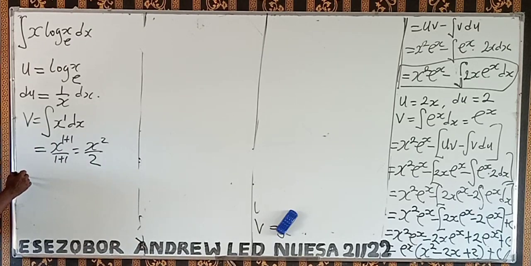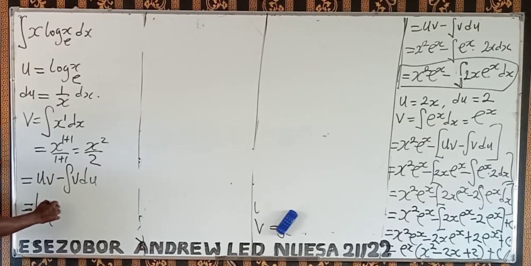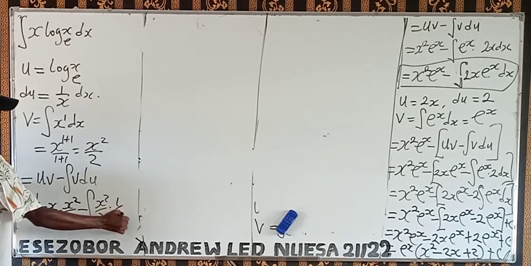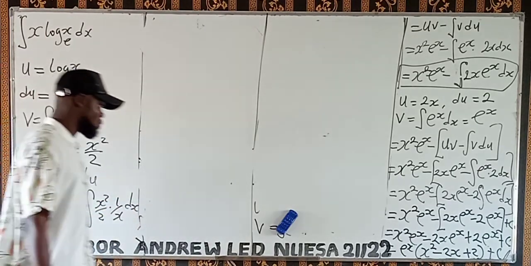Now, going to the formula, our answer will be uv minus integral v du. That's what we're going to have as our answer. So this will give us uv minus integral v du. So the next thing now will be, let's substitute. Use log x to base e, v is x squared over 2, minus integral, v is x squared over 2, then du is 1 over x dx.